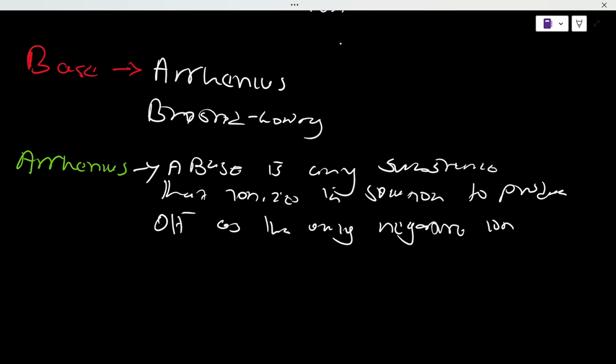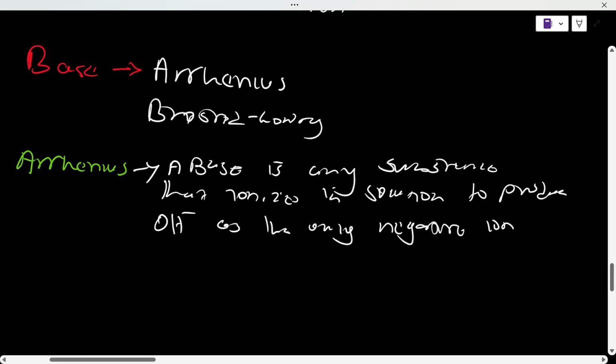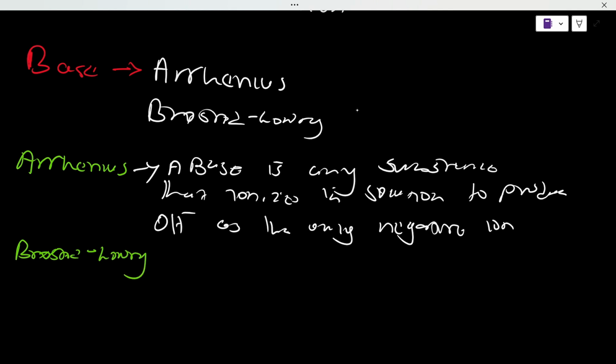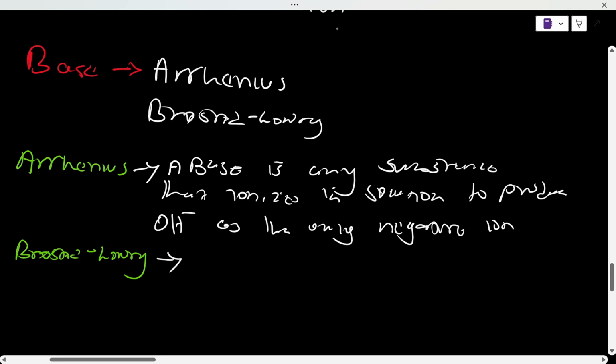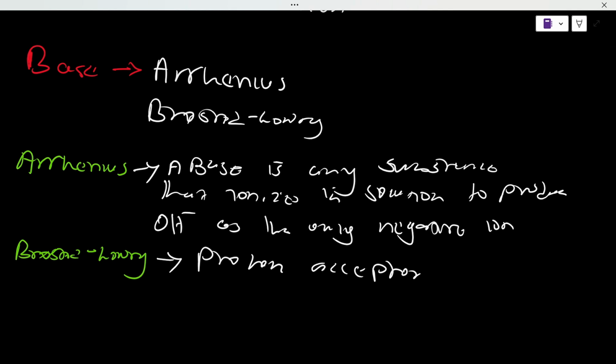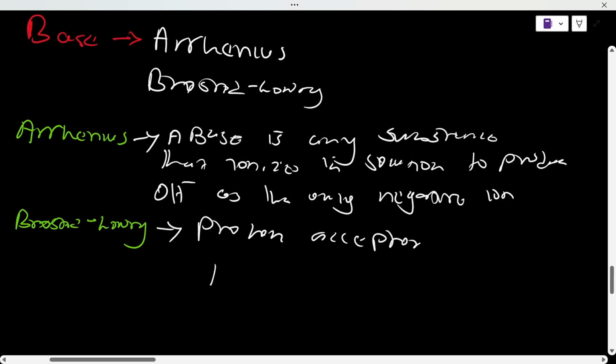According to Bronsted and Lowry, these two guys defined a base as a proton acceptor, meaning it is any substance that accepts hydrogen ion.